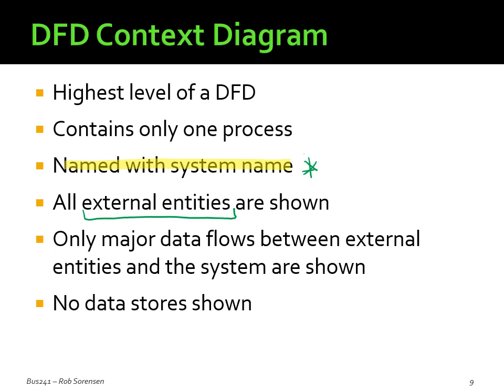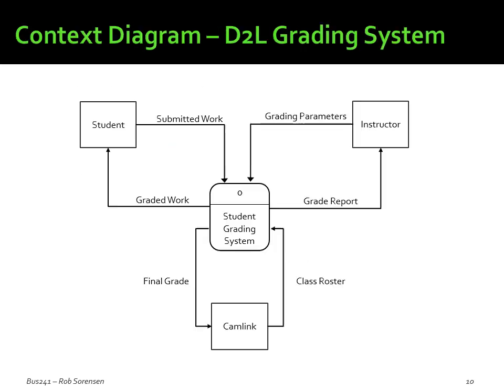That's the kind of system I want to look at now. All right, so let's have a look at that. Here's the context diagram for that. In the center, I've got level 0, or process 0, the student grading system. So I've named it with the name of the system, like student grading system or D2L grading system, something like that.